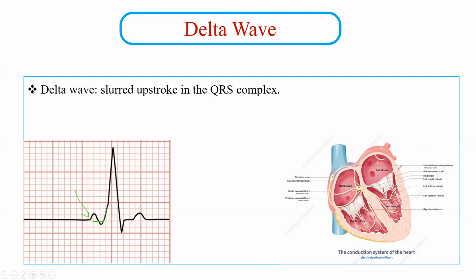Now, in cases where I see delta wave, it is very diagnostic for something called Wolff-Parkinson-White Syndrome, WPW syndrome. What is this syndrome? It's a very easy syndrome. It is relatively common. We see it a lot. We can see an accessory pathway connecting the atria and the ventricles.